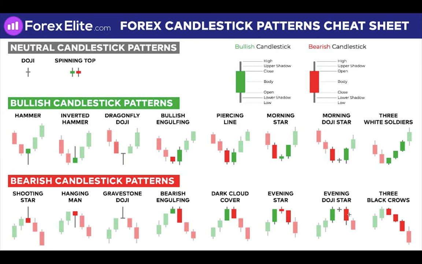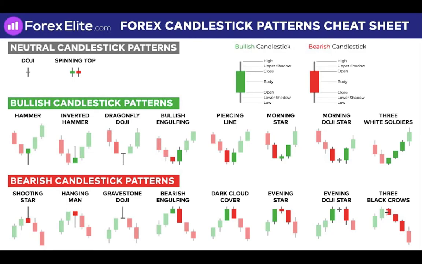The evening Doji star, it just works the same as the evening star. It's only that it doesn't have a body.